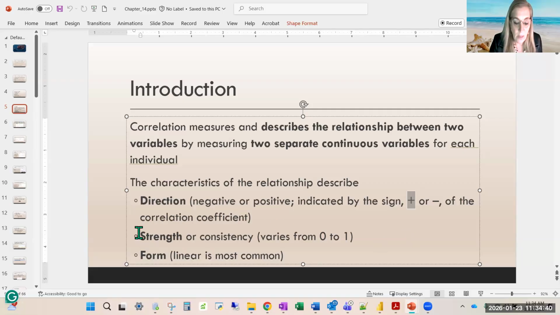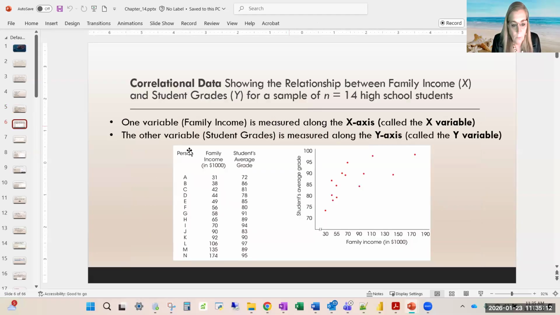Also, it tells us how strong or what the magnitude of the relationship is that exists between the two variables that you are comparing. So it varies on a scale from 0 to 1, 0 being no relationship at all, and 1 being a perfect relationship. And also it evaluates the form of the relationship, and most often it looks at the linear relationship. And we'll cover all of that here.